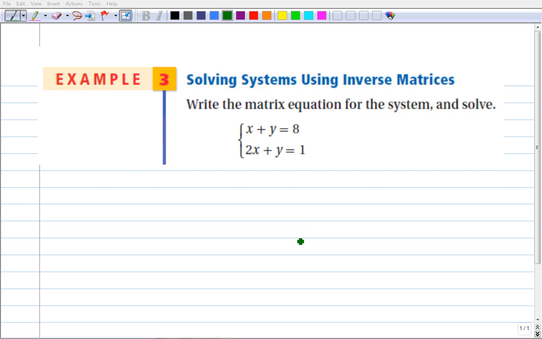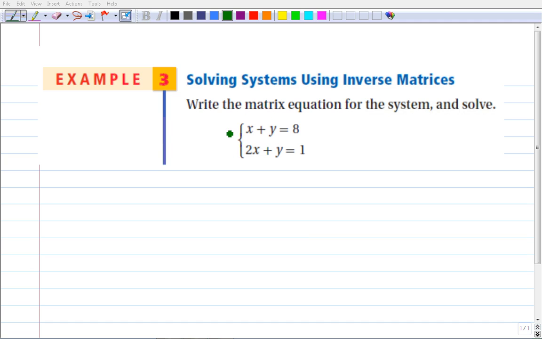Everyone, here is a video for chapter 4, section 4 and 5. We are going to be looking at setting up matrix equations and how to solve using those, and then we are also going to use the calculator to find inverses and to solve.